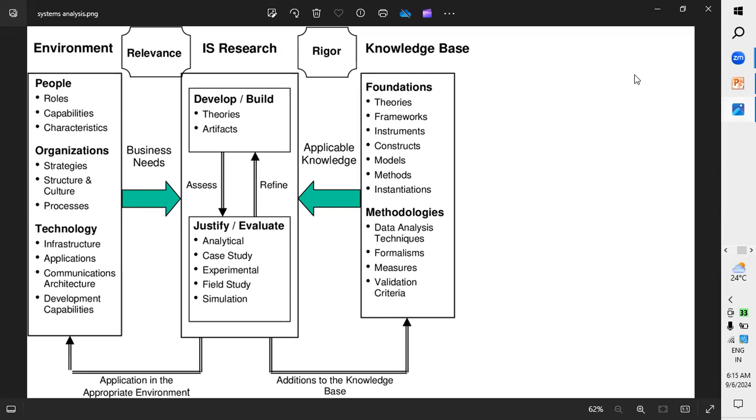So when it comes to the environment, the people can be categorized into multiple directions. One is about the roles.